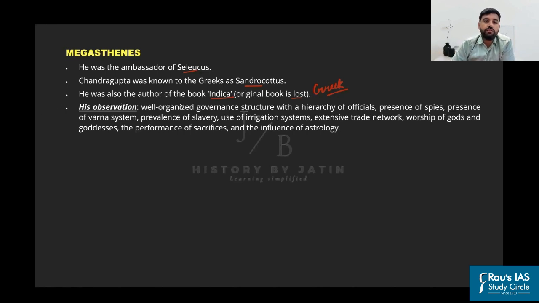His observations were a well-organized governance structure with a hierarchy of officials. You must have heard about the concept that Pataliputra had 6 committees. Pataliputra had a municipal committee. There were 6 boards. They had an army which had 6 other groups, infantry, cavalry. All these things were explained by Megasthenes, not by Chanakya.